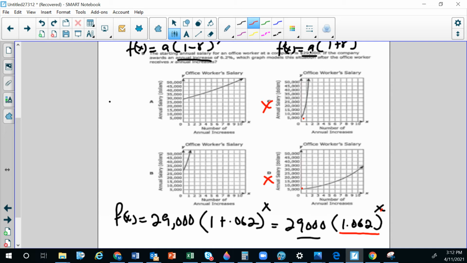So which one am I going to pick for those two answers? Now, if you look at it, B, the graph is increasing at a very fast rate. Therefore, my growth factor would have to be a very big number to increase at that rate. Right now, my growth factor is just 1.062. That's not going to give me very fast growth. So I'm going to say A is my answer, because it increases at a slower rate than B.